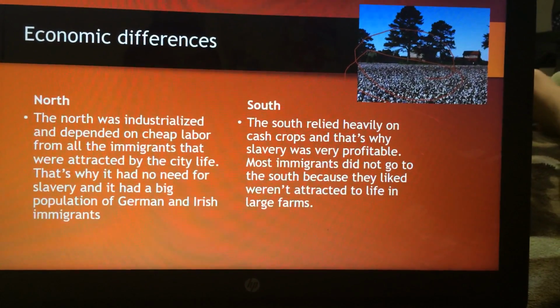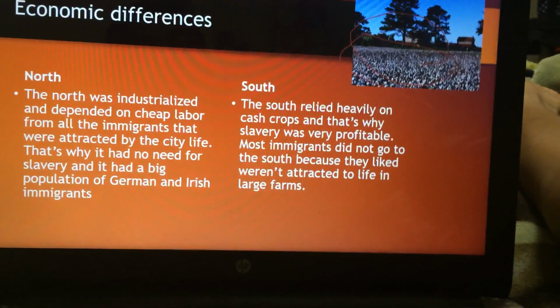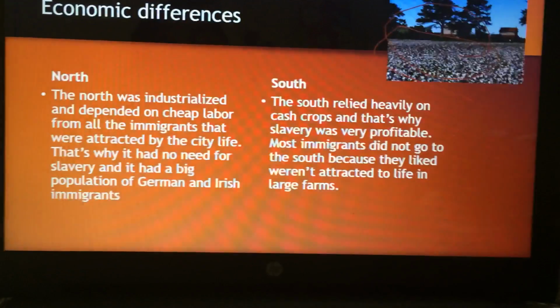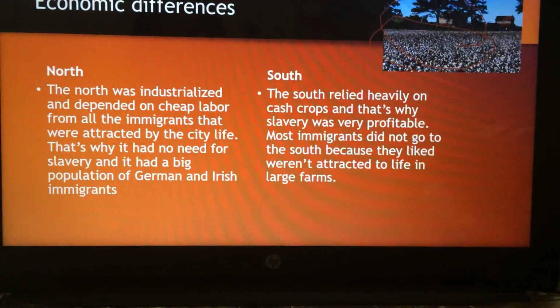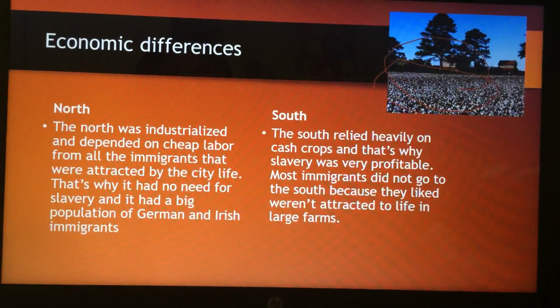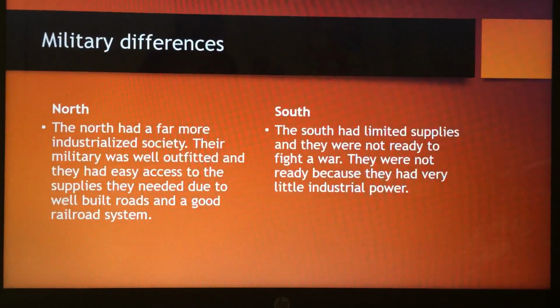Most immigrants did not go to the South because they weren't attracted to the life in large farms. The North, on the other hand, was industrialized and depended on cheap labor from all the immigrants that were attracted by the city life. That's why it had no need for slavery, and it had a big population of German and Irish immigrants.